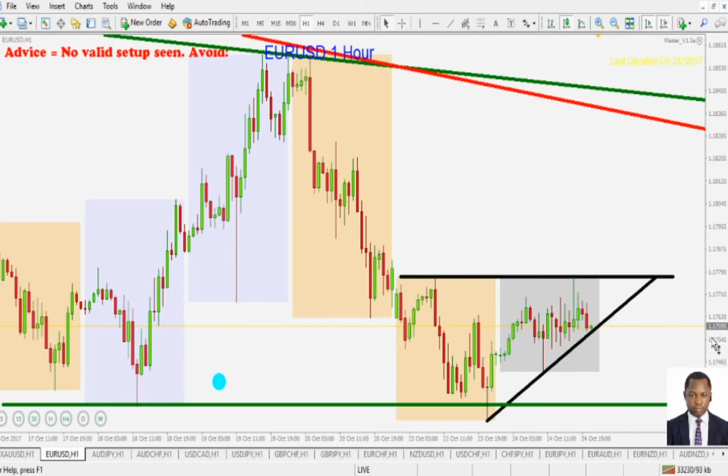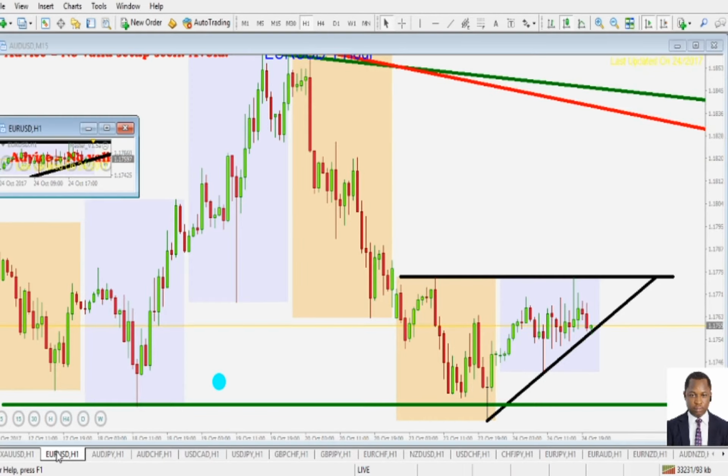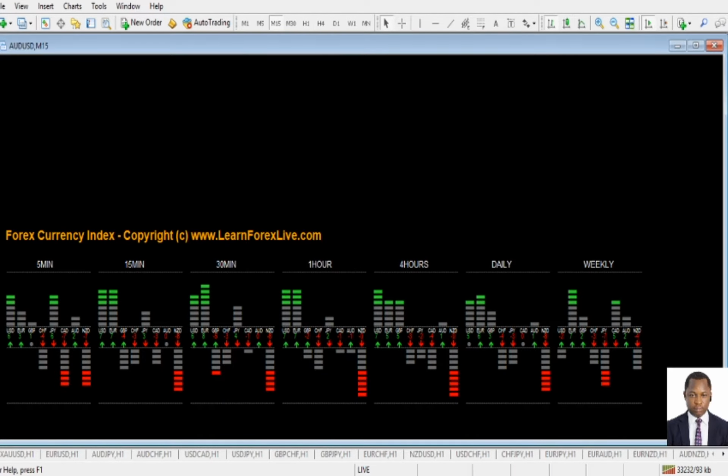All right, so that is it for the euro against the American dollar. Be careful going short. If you again come back to the Forex Currency Index, you will see that in the 4 hours time frame, the American dollar is +7, the euro is +5. Those are absolute strength values. 1 hour +7, +7, absolute strength. 30 minutes +6, +8, absolute strength. 15 minutes +7, +6, just changed now. So those are absolute strength.